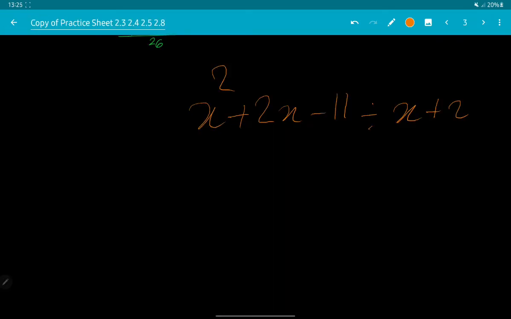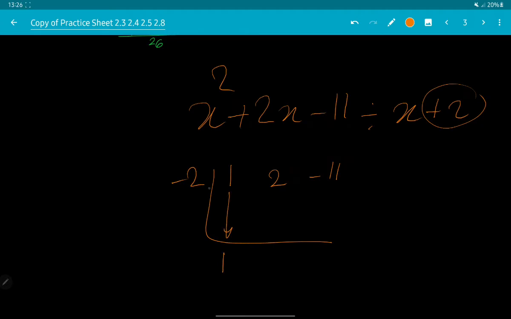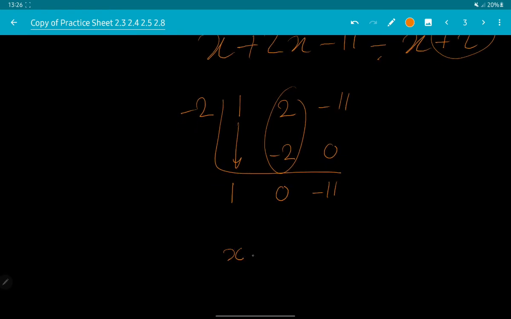One more example to make sure that you understand. Can you divide this by synthetic? Write the coefficients, 1, 2, negative 11. The inverse of this is negative 2. Now drop the first one, 1. 1 multiplied by negative 2 is negative 2. When you add them, this will be 0. 0 multiplied by negative 2 is 0. Add them, this will be negative 11. So the answer will be x. And this 0, we will not write the 0. And this is the remainder, which is negative 11 over x plus 2.